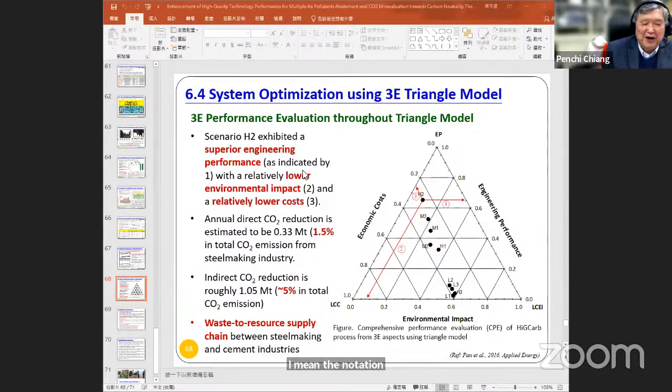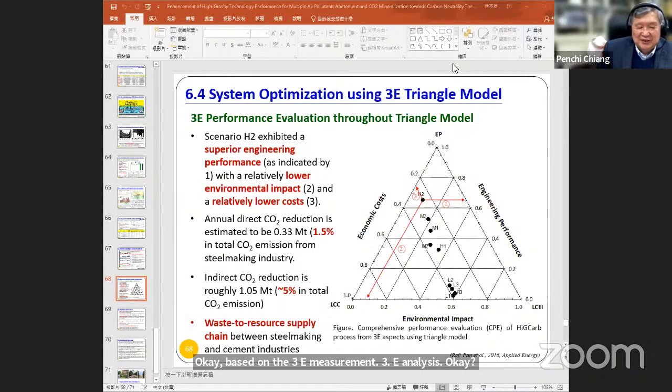Okay, they really provide very good engineering performance. That means they can have a relatively lower environmental impact and a relatively lower cost. So let's have a high engineering performance. That's located at the B level. So I believe this is a good operating condition, based on the 3E measurement, 3E analysis. Okay, so I think this is quite a successful research study.